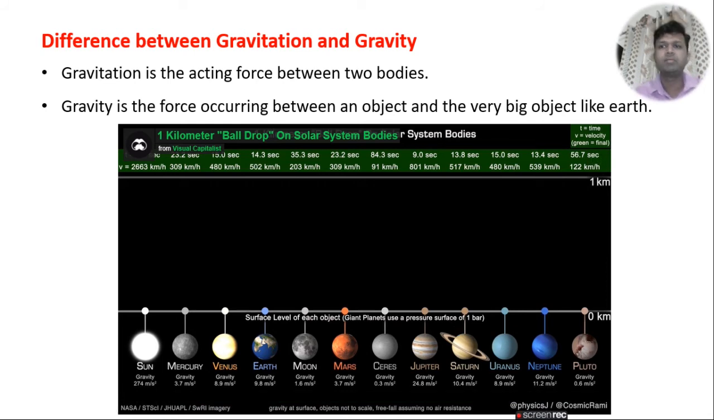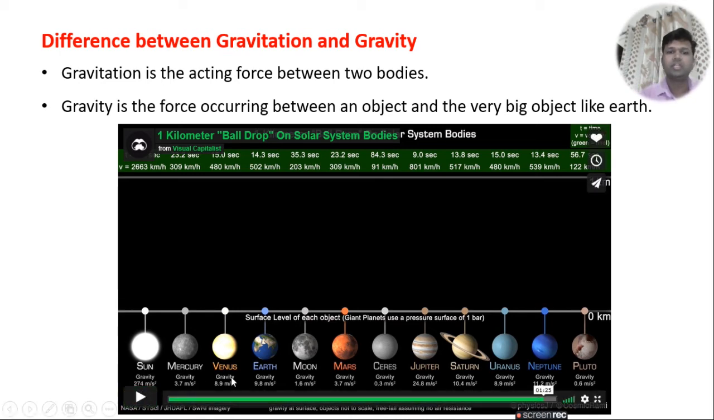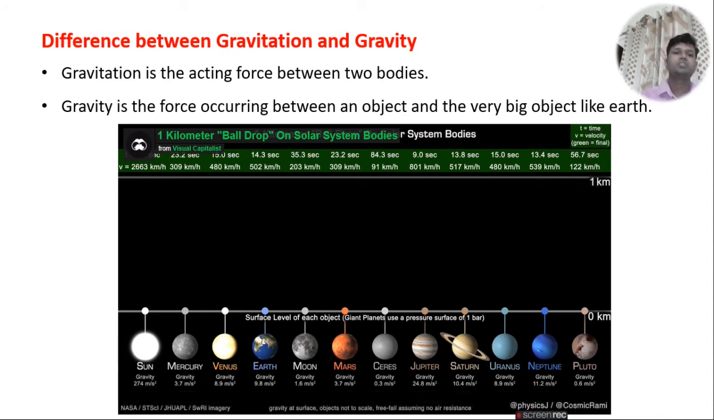Because we have taken the same distance, that is 1 kilometer, but different balls have taken different time. Why is it so? This is because of the gravity, because each planet has different gravity. Now which are those factors which are responsible for the gravity of the planet? Why do different planets have different gravity? That we are going to discuss in the next slide.